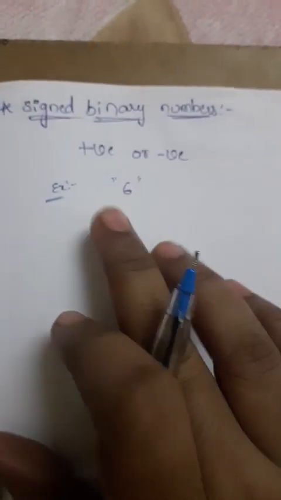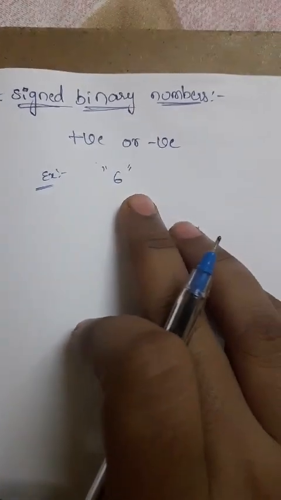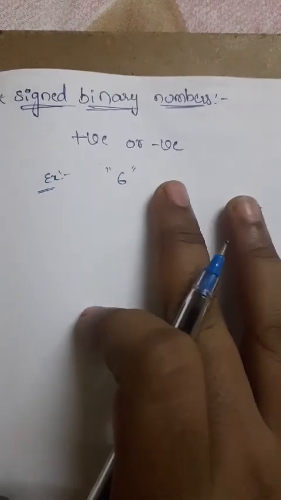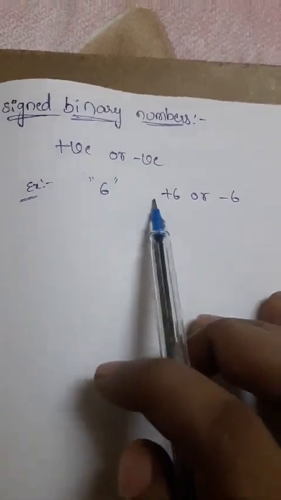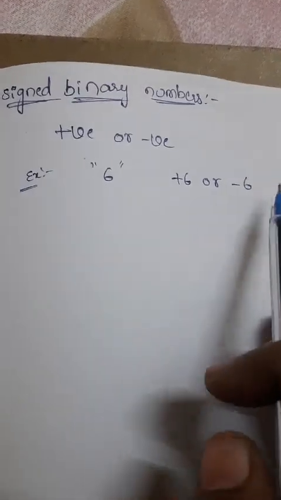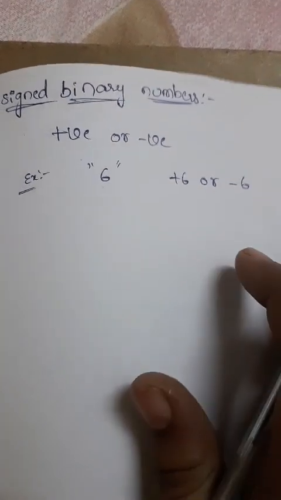If you are going to represent a normal number, for example, 6, that is different. And if you are going to represent plus 6 or minus 6, that is somewhat different, right? Representing a normal number 6 is different from representing a positive 6 or a negative 6.